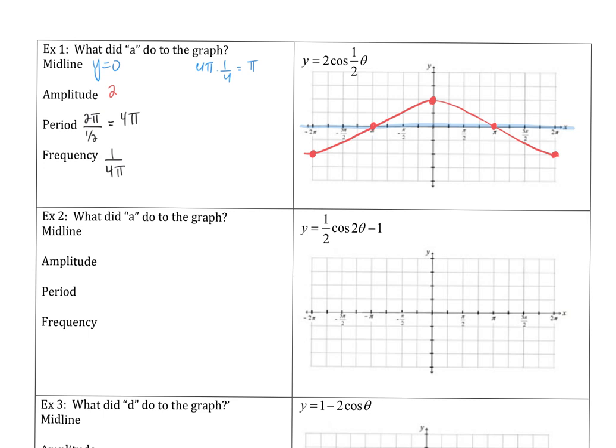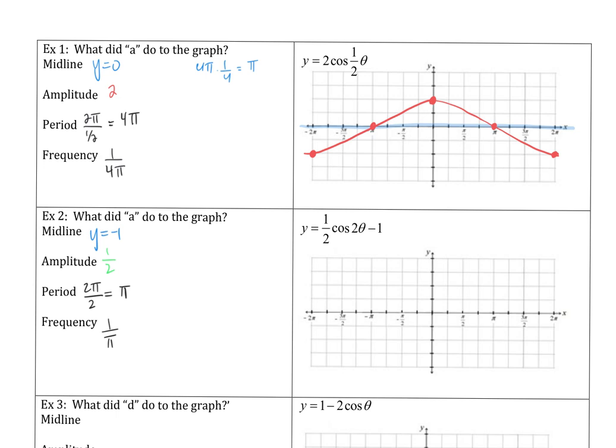Let's do our next function. It says 1/2 cosine 2 theta minus 1. Now we have everything going on here. Where's the midline located? It's located at -1. The amplitude is 1/2. The period is going to be 2 pi over 2, which is pi, meaning one full rotation will be completed by pi, and the frequency is 1 over pi.